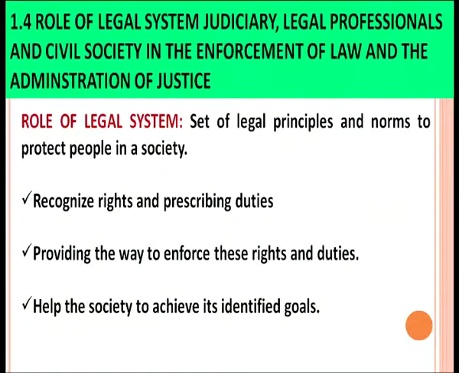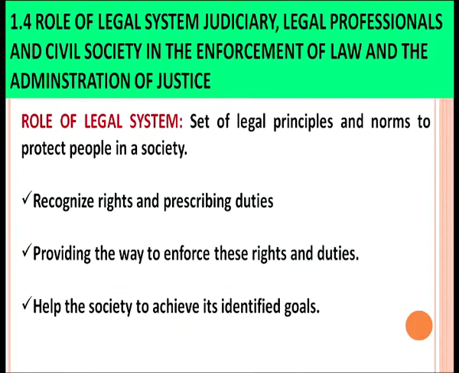Let us now proceed to the final component of this particular chapter. It is talking about the role of the legal system. So first we have to know the role of what? The legal system, the judiciary, second, legal professionals, third, and the civil society, fourth, in the enforcement of law and the administration of justice. So here in this particular component, we are going to discuss the role of four important components in the enforcement of law and in the administration of justice.